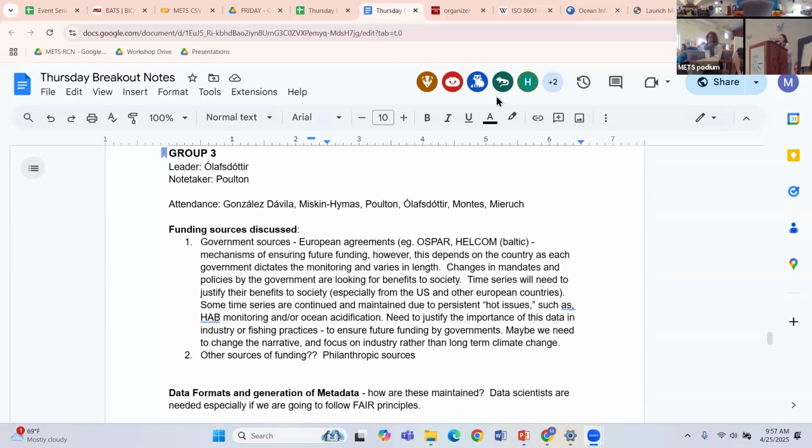We also talked a little bit about data formats or generating this metadata. I know some of these larger time series have worked on this quite extensively, but are there ways that we could help some of the smaller one-offs or smaller groups that are out there to generate better metadata formats so that these can be brought into things such as Otis?